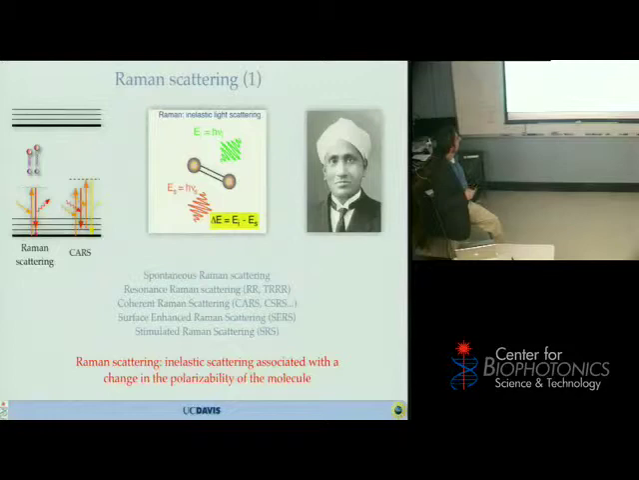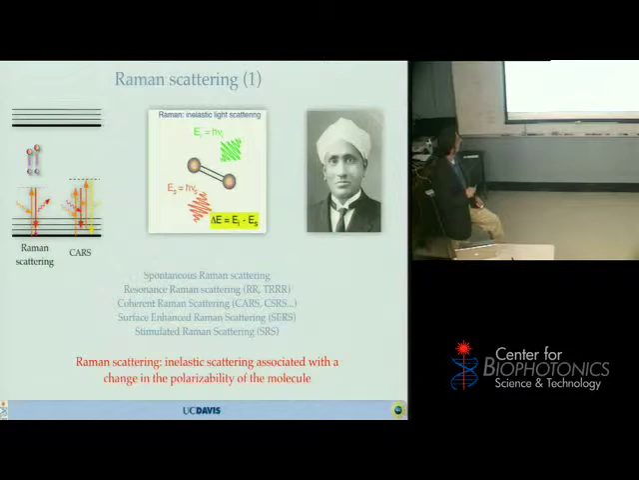Okay, and you can have various types of technologies that utilize this scattering effect. The first one is spontaneous Raman scattering, where you shine light with a single frequency, a single wavelength or narrow band wavelength light source, and you measure how the light is scattered, and you get a set of peaks that reflect your chemical composition.